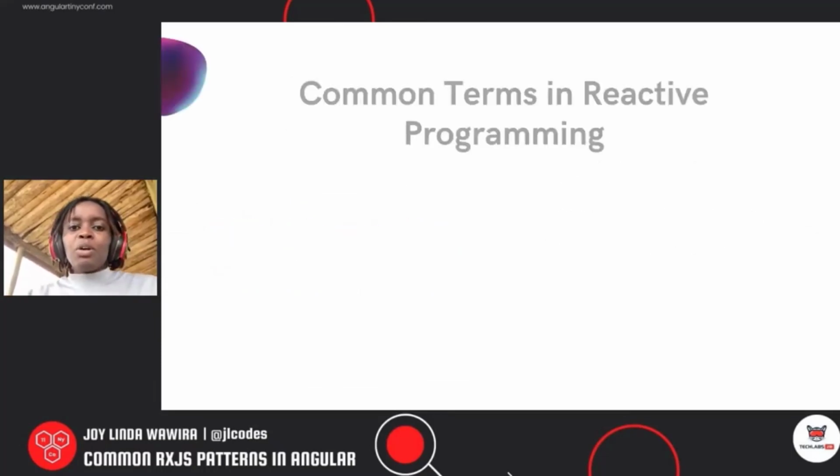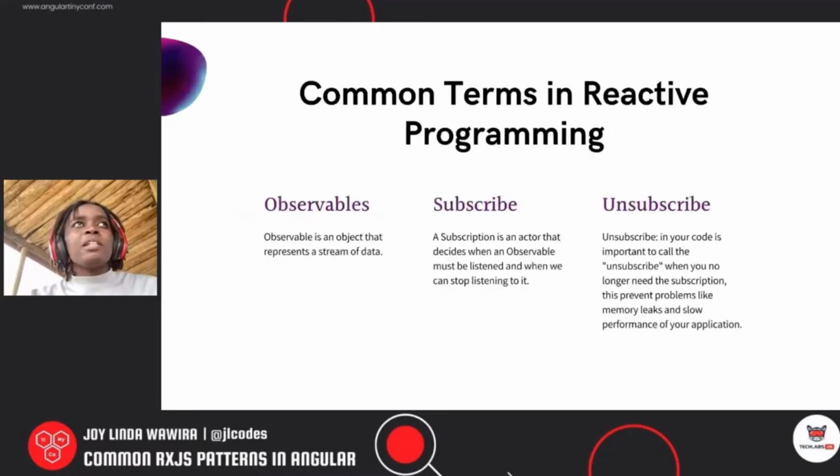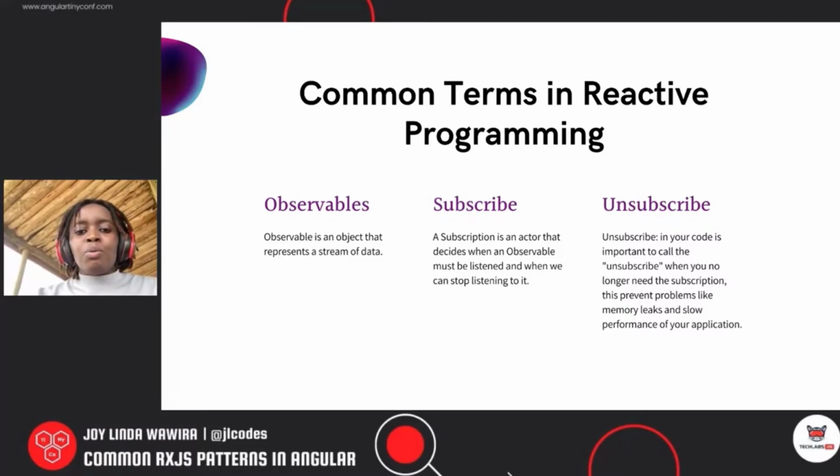Right. So common terms in reactive programming are observables. An observable basically represents a stream of data. And whenever we hear about observables, we also always have to subscribe to them because one thing is observables are lazy. So we always have to subscribe to them for them to get triggered and for them to give us the first result, right?